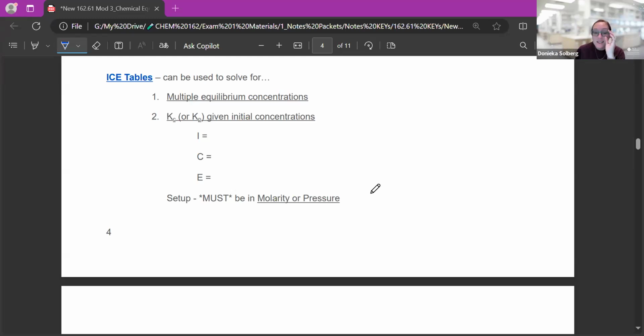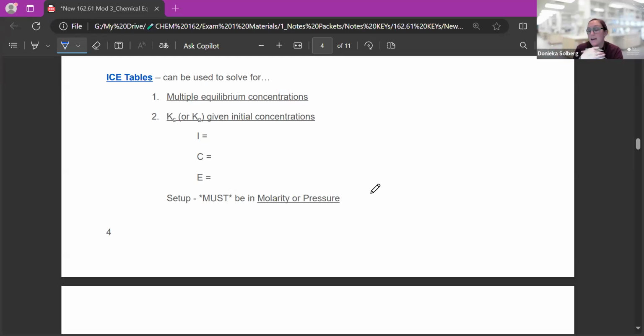Now, the problem is a lot of the times it's hard to get concentrations at equilibrium. You mix your stuff together, and then how do you determine what the concentrations are now at equilibrium? Well, unless it's a colored solution and you can use a spectrophotometer, we actually can't measure those. So how are we going to get there? We're going to use a tool that is called ICE tables.